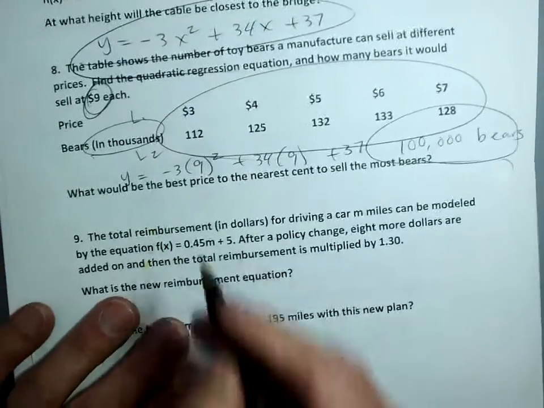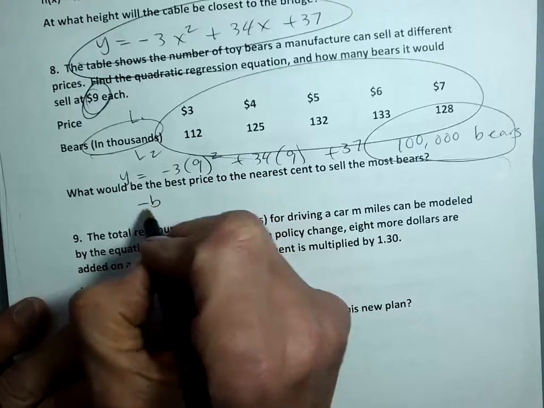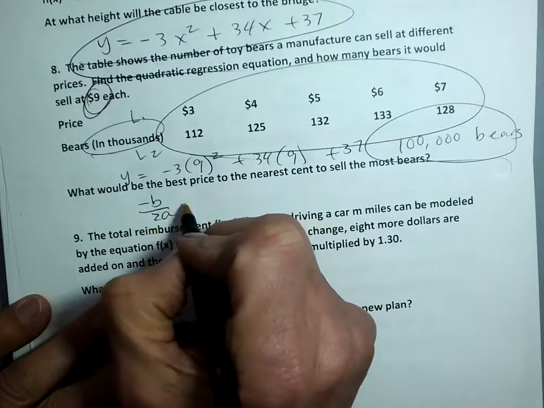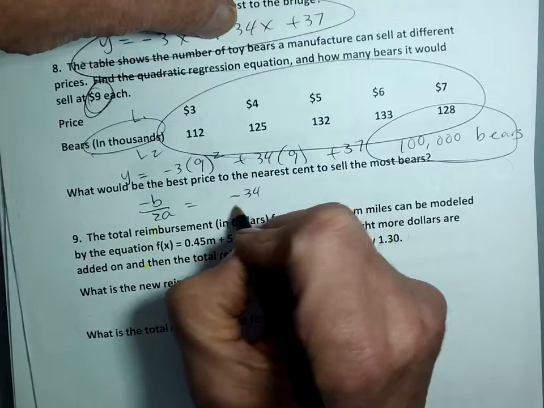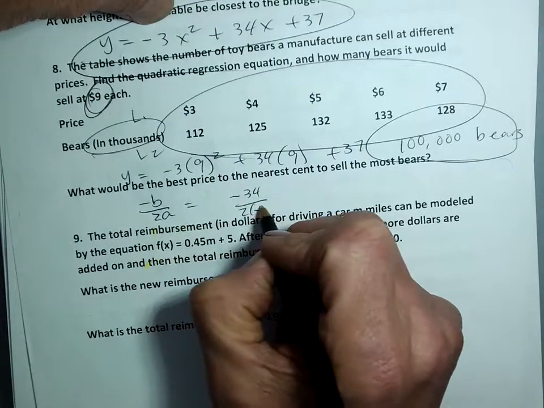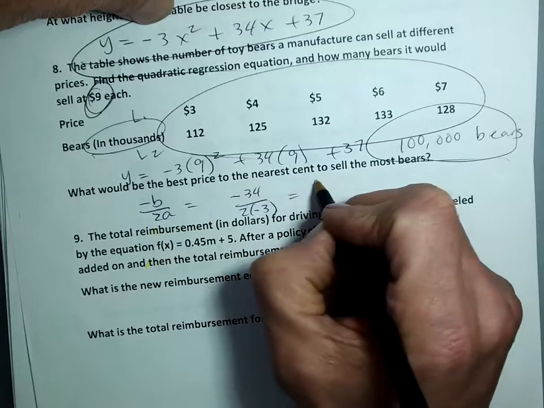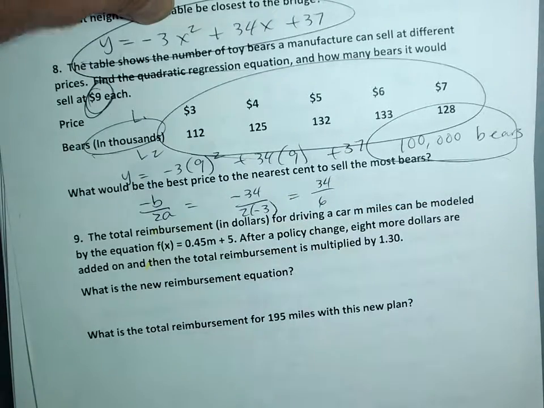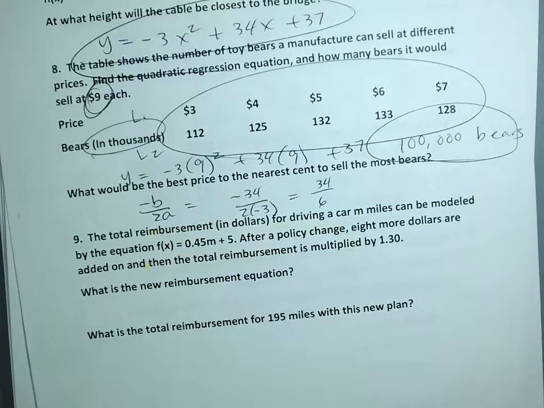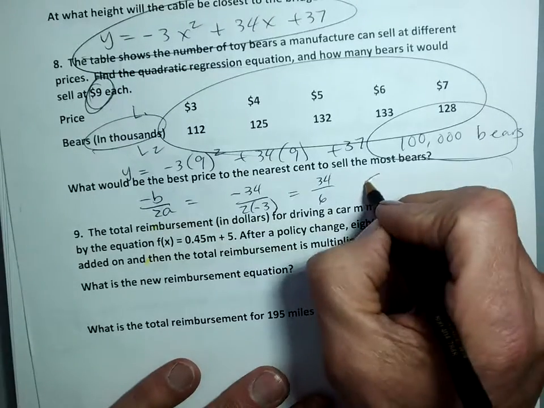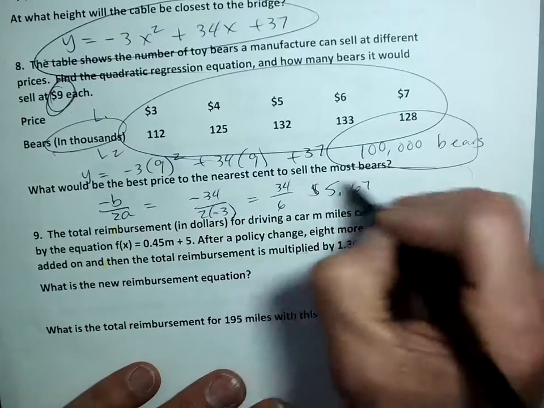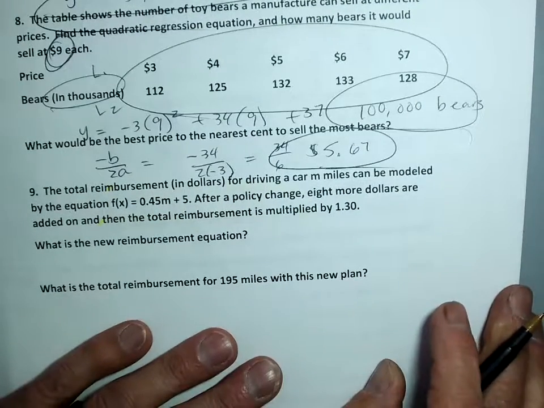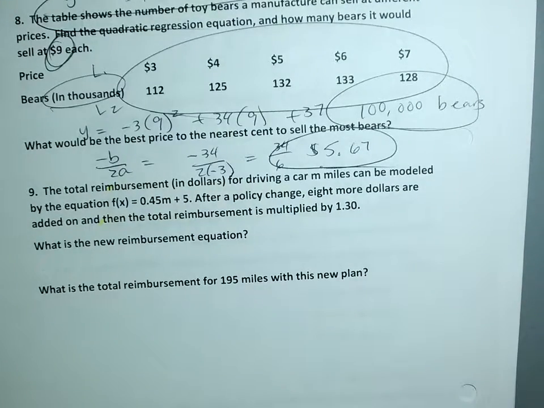All right, so I'm going to use my negative b over 2a, which is going to be negative 34 over 2 times negative 3, so 34 over 6. So let's sell them for $5.67. That'd be our best price, and we should sell the most amount of bears if we had that price, okay?